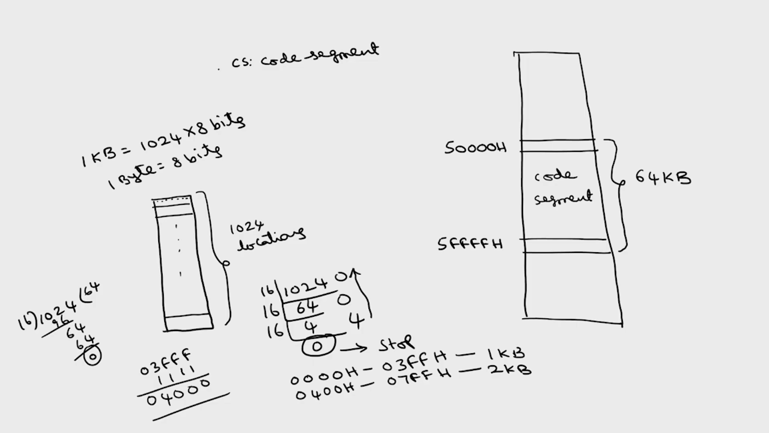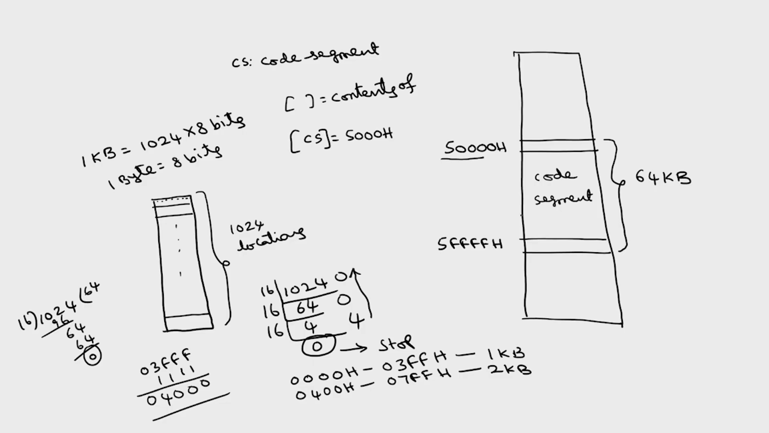Now the code segment register stores the first 16 bits of the starting address of the code segment. If the code segment starting address is this, the contents of the code segment register, this is the symbol for the contents of. In microprocessor terminology, this bracket represents contents of. So contents of the code segment register will be 5000H, that is the starting 16-bit address of the code segment.